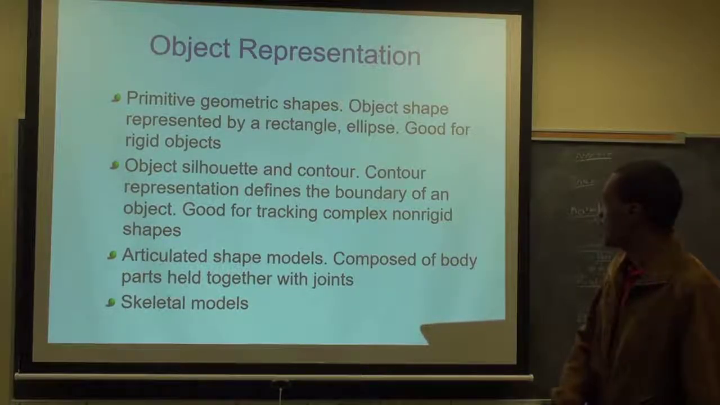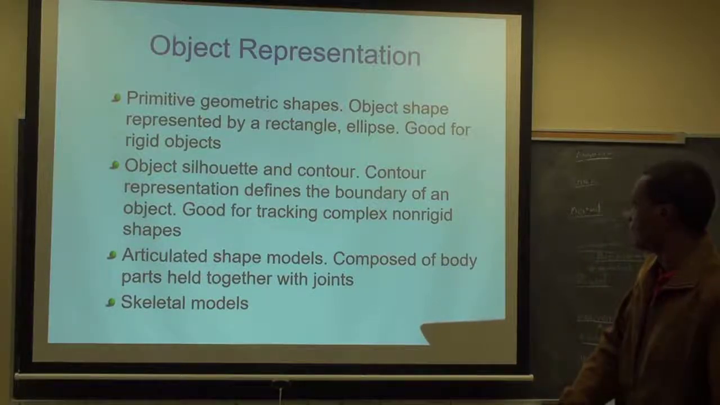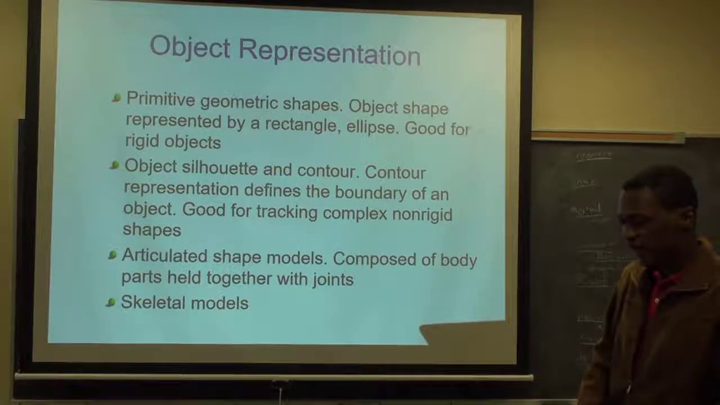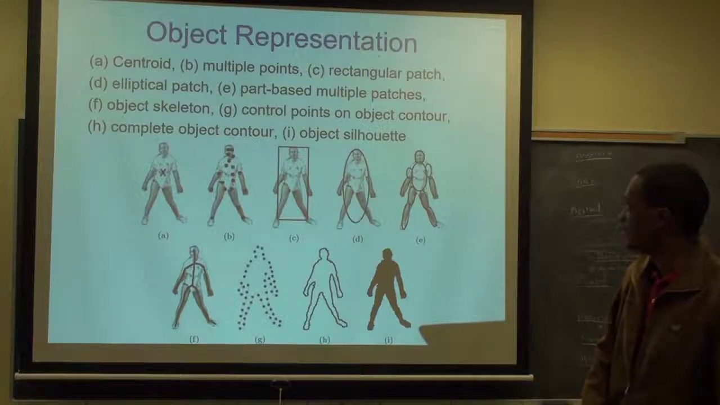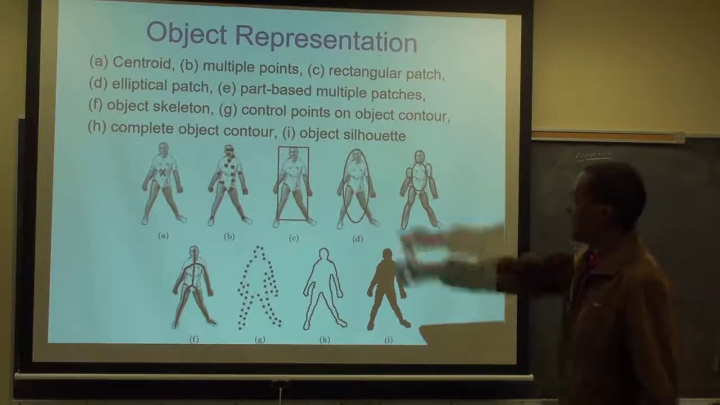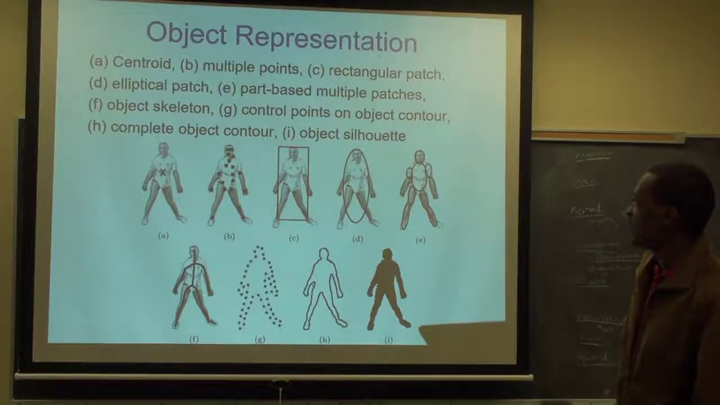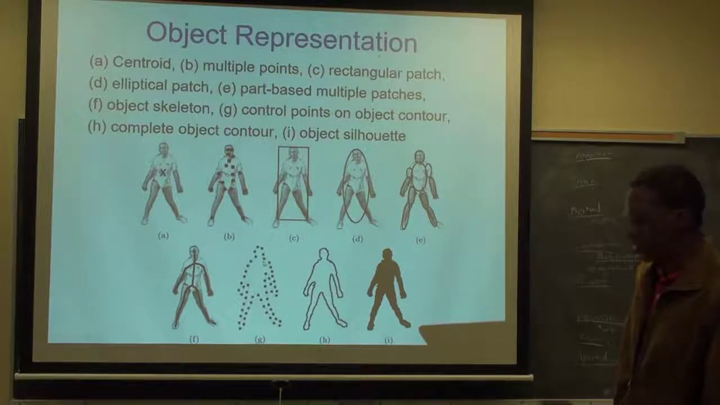We also have object silhouette and contours. It's good for tracking complex non-rigid shapes, articulated shape models, and skeletons. This figure will summarize it really well. So this is like the point tracker, and this is the multiple points tracker, and this is the squares, and what is this? These are part-based multiple patches. Skeletal model and some silhouettes.